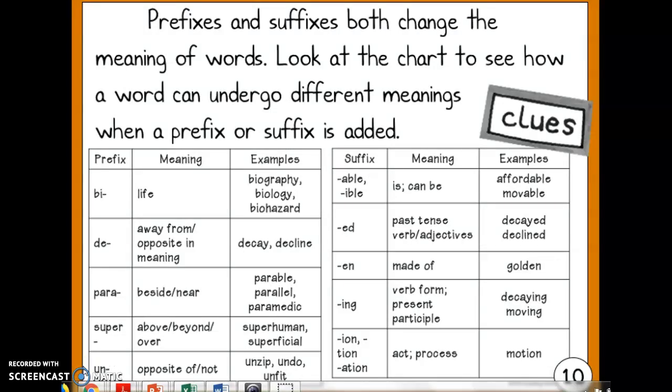Prefixes and suffixes both change the meaning of words. So in this chart, you can look and see how a word can undergo different meanings when a prefix or suffix is added. Go ahead and look at some of the examples on this list of how when you add a prefix or you add a suffix, you can actually change the meaning of the word.